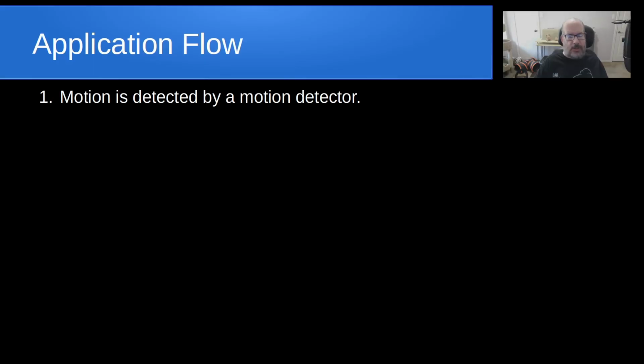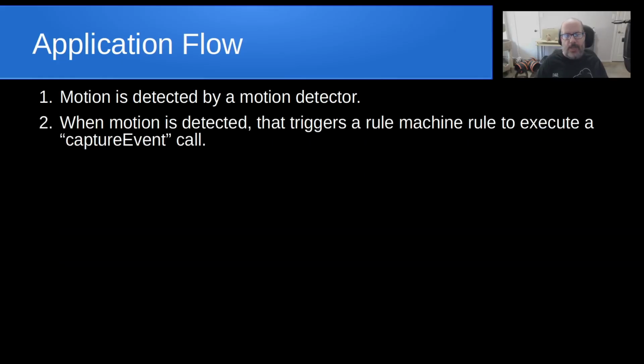So what is the application flow for this? Well, motion is detected by a motion detector. In the last video, it was a little bit more complex because I used the camera itself and an API in order to detect actual motion. This time, I'm just going to use a standard motion detector for simplicity.